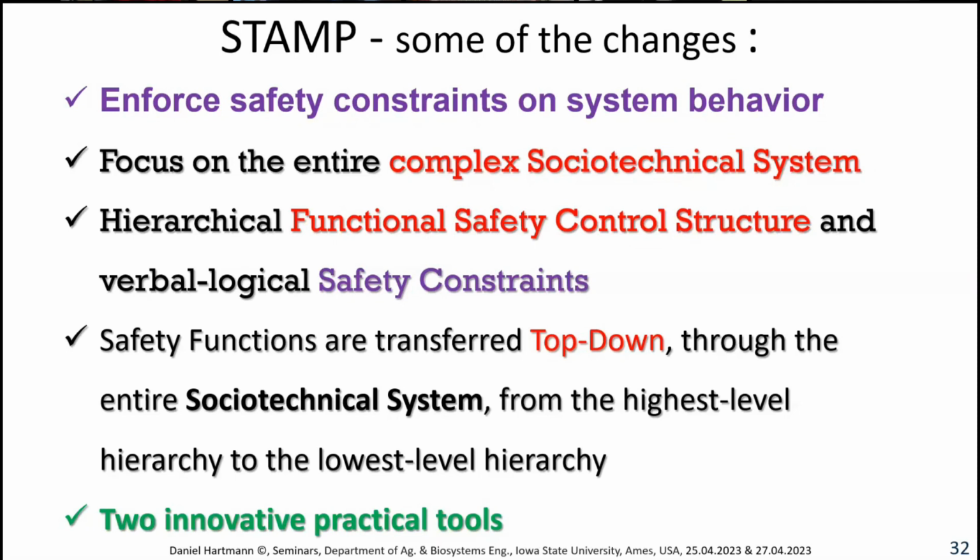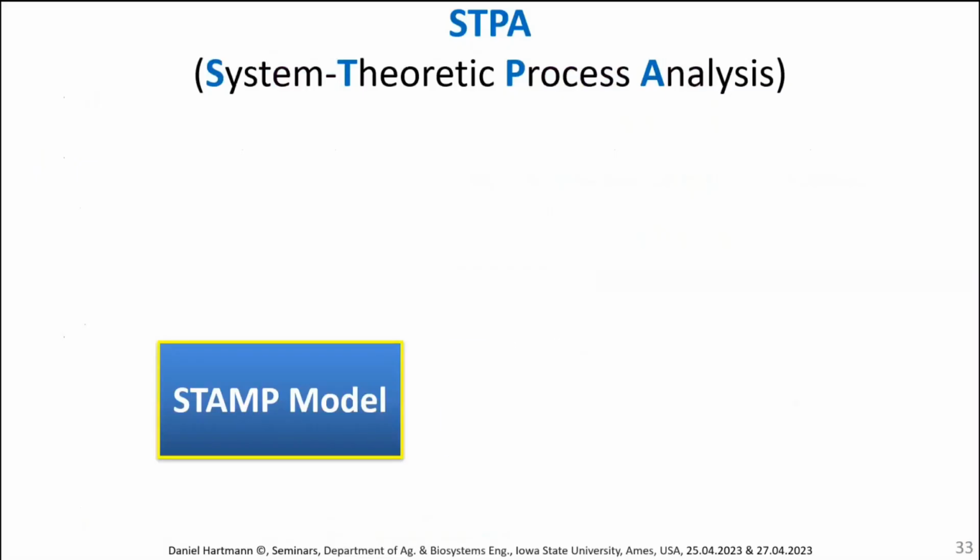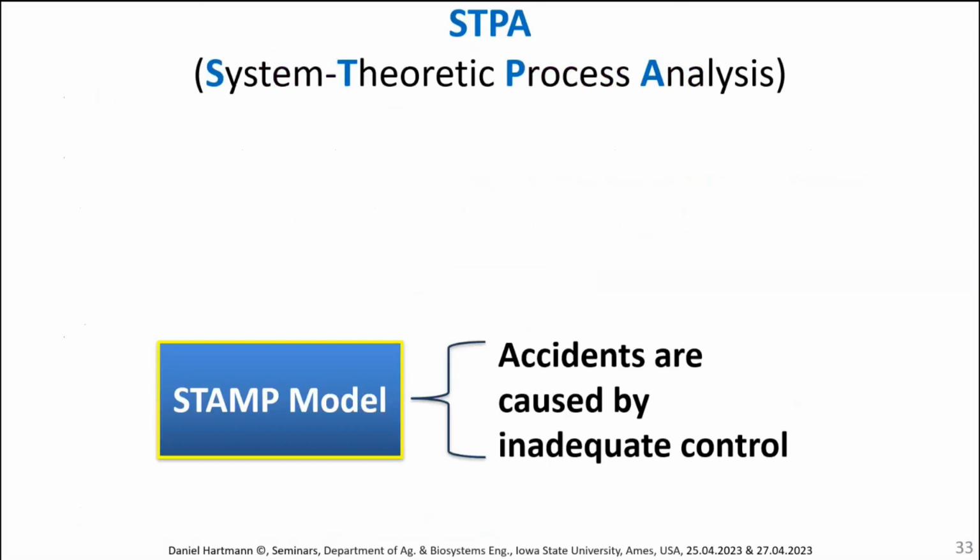And STAMP has 2 innovative practical tools. So STAMP is the model of thinking, and STPA and CAST are tools. And we can see it here. STPA is one tool, system theoretic process analysis, built on STAMP model. And again, if you ask yourself, what the hell is STAMP model? It's just saying that accidents are caused by inadequate control. This is the model. Of course, it's more complex, but enough, this short sentence to explain it.